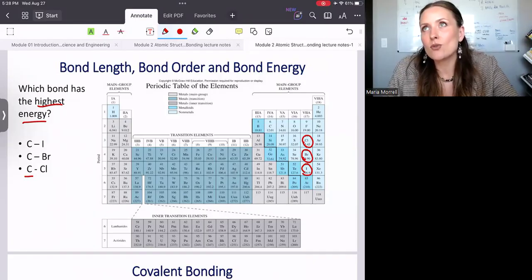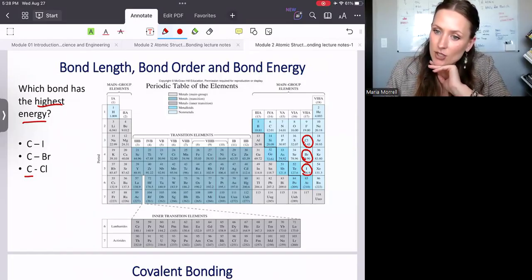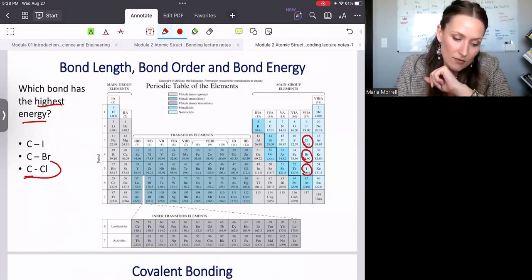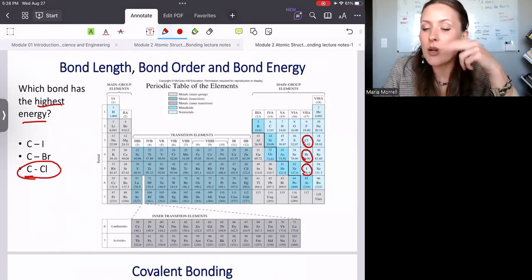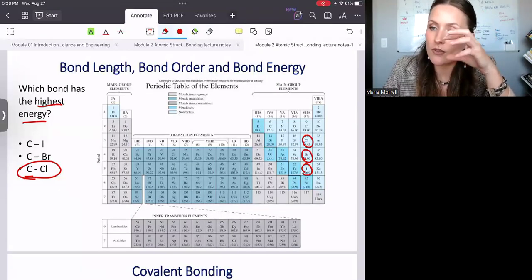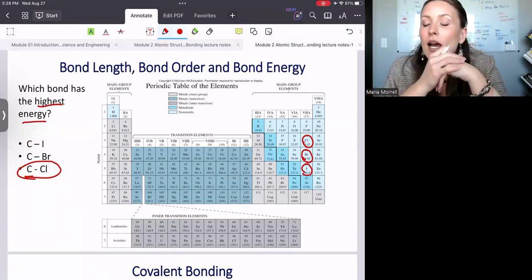And I want you to think for a second, take your time, pause the video before I jump into the explanation. I'm jumping to the explanation. The bond with the highest energy is going to be the shortest bond, okay? Even by the size, I just know that iodine is a lot larger than the chlorine. And the shortest bond, right, as the length decreases, the energy increases. Okay. There's more to that.